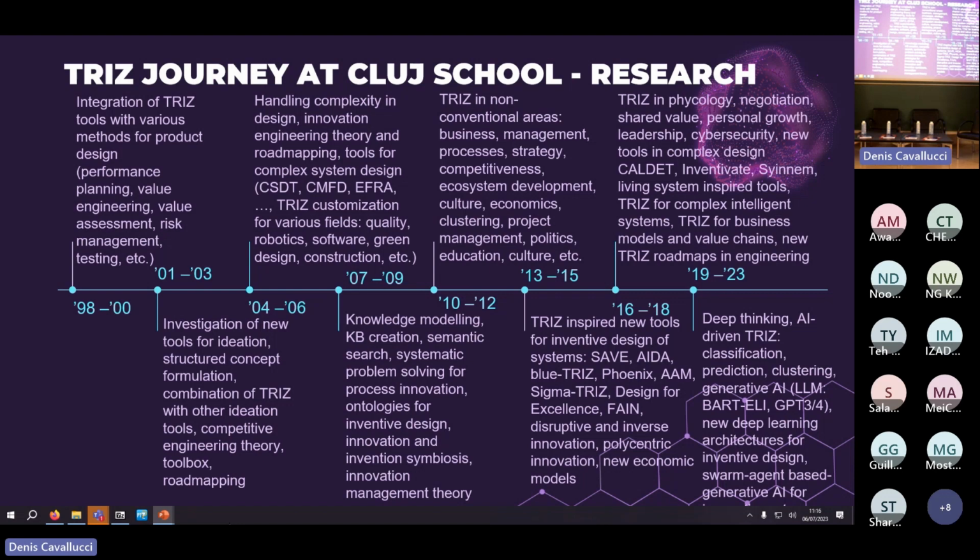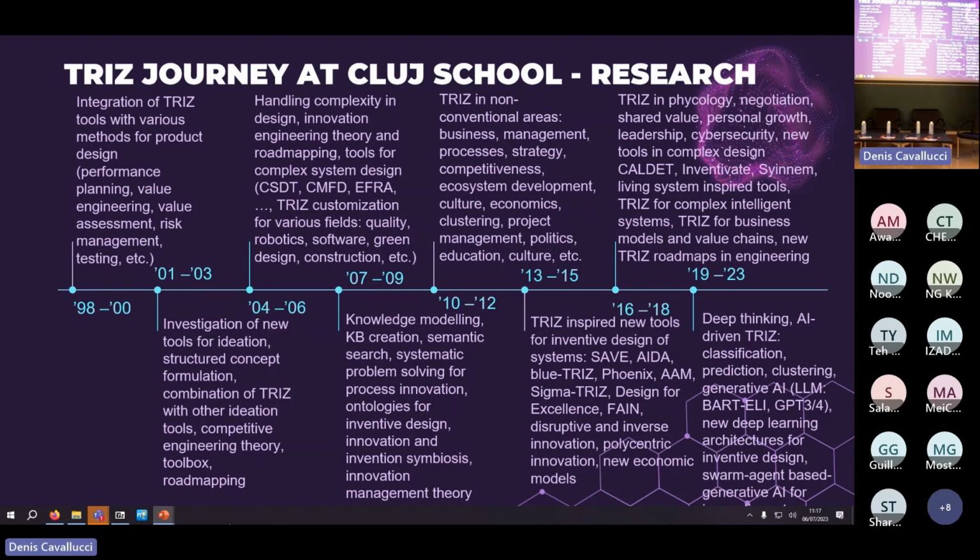Then we started to handle complexity in design. In this respect, we generated new tools for handling this complexity, and embedded in these tools, we have seen the potential for trees, framework and methodologies, as well as customization of trees in various fields other than the traditional ones in engineering design. Then, starting from 2007, we worked on knowledge modeling, semantic search, systematic problem solving for process innovation, ontologies for inventive design, etc.